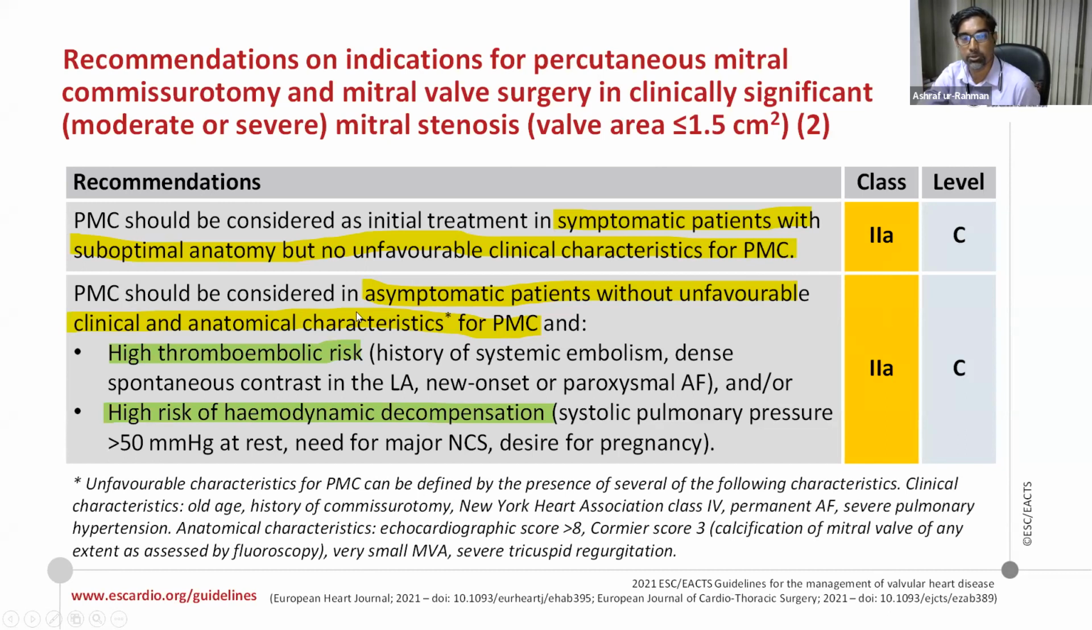And PMC should be considered as an initial treatment in symptomatic patients with suboptimal anatomy but no unfavorable clinical characteristics for percutaneous mitral commissurotomy. This is a class 2A indication. And PMC should also be considered in asymptomatic patients without unfavorable clinical and anatomic characteristics for PMC who have high thromboembolic risk, or who are at high risk for hemodynamic decompensation, like very high systolic pulmonary pressure at rest, need for major non-cardiac surgery, and desire for pregnancy. In this group of patients, PTMC is a class 2A indication.